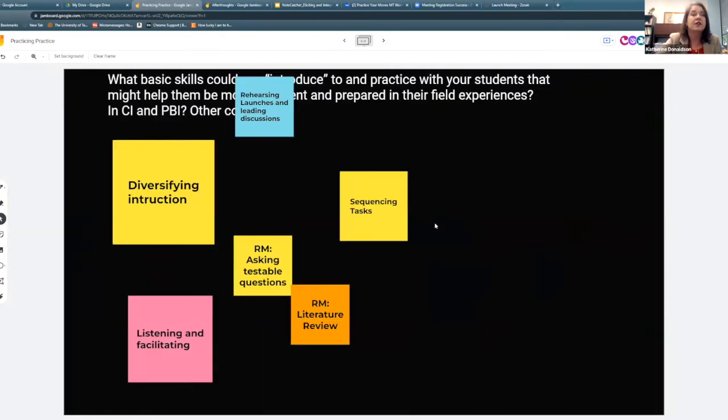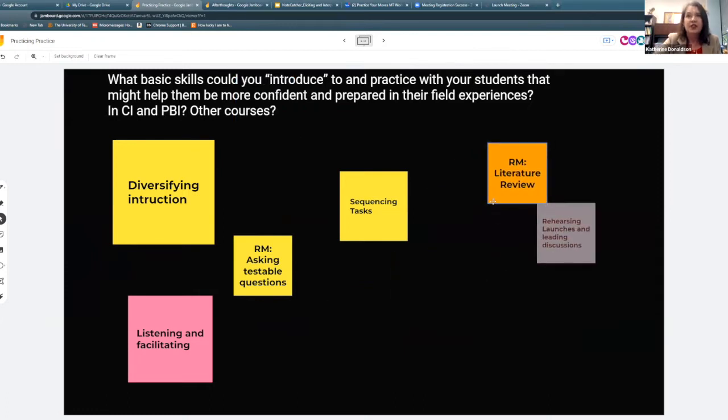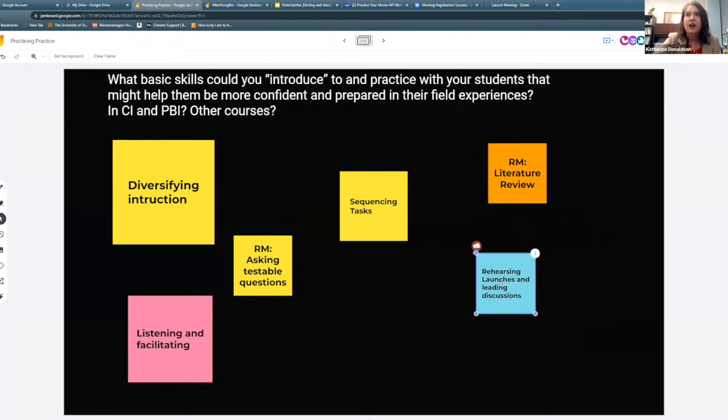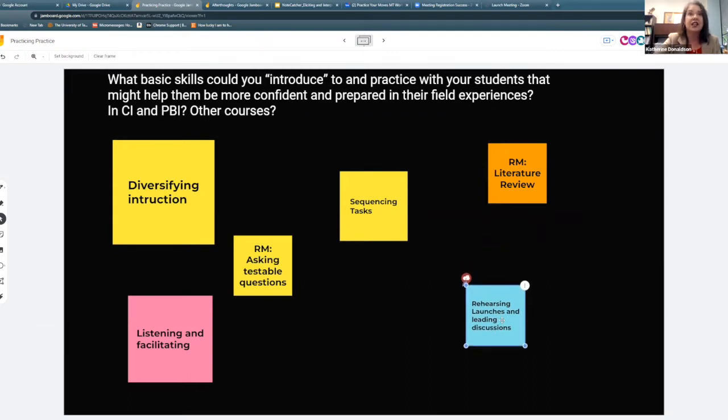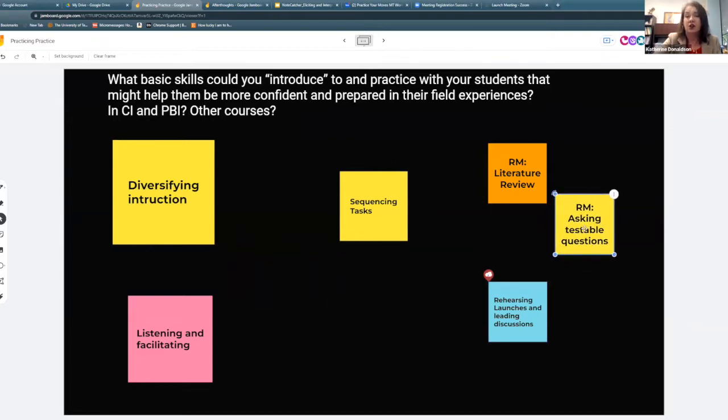What about our older kids? Let's take a look. Ooh, these tasks are getting deep here. Diversifying instruction, that's huge, even for veteran teachers, right? In RM, how do you present a literature review? How do you rehearse and launch lessons and lead discussions? Leading discussions is huge. Asking testable questions in RM, how would you practice that? And that is going to be important in upper level bio classes, and chemistry classes and things like that.